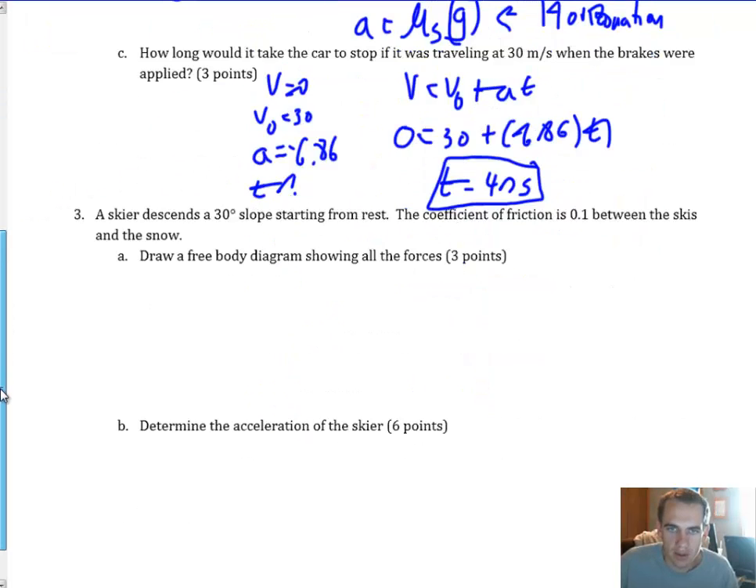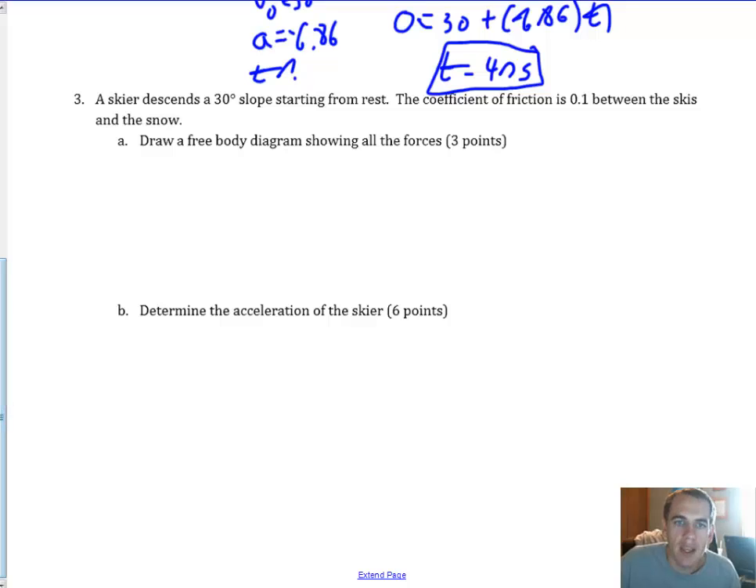The last problem on here, the dreaded incline problem, right? It says draw a free body diagram showing all the forces of this skier as he descends a slope. Okay, so first I have my slope. It's inclined at 30 degrees. Here's my skier. Yep, my skier looks like a box.